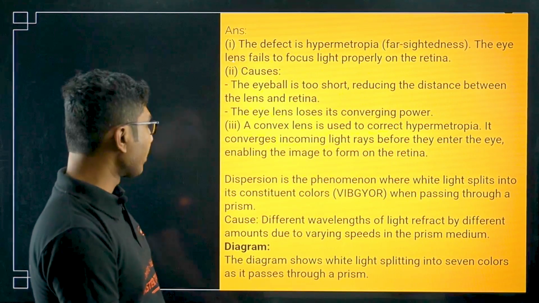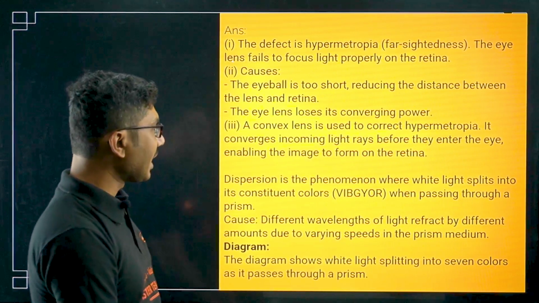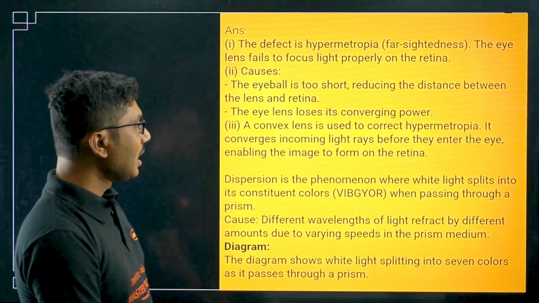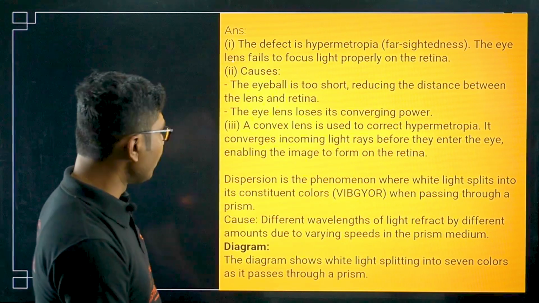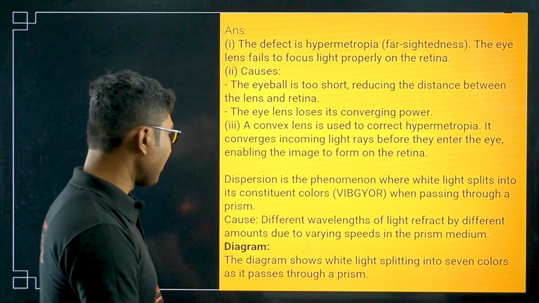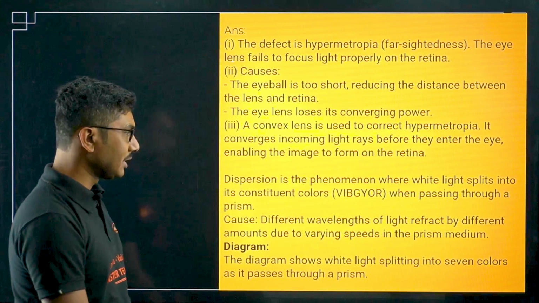Dispersion is a phenomenon where white light splits into its constituent colors, that is VIBGYOR, when passing through a prism, because different wavelengths of light are refracted by different amounts due to varying speed of light in the prism medium.